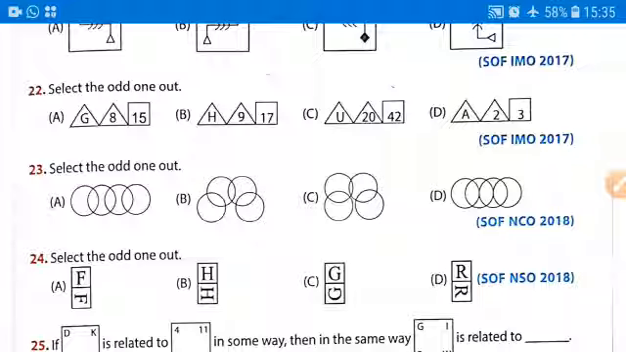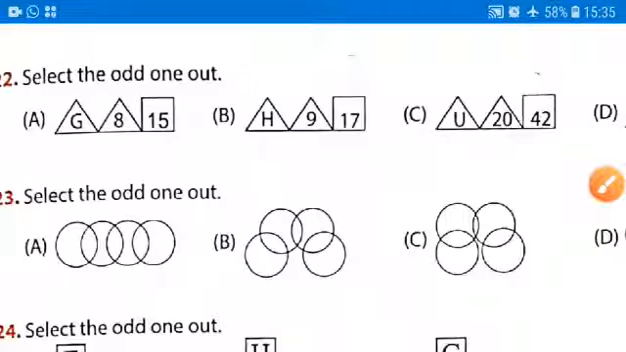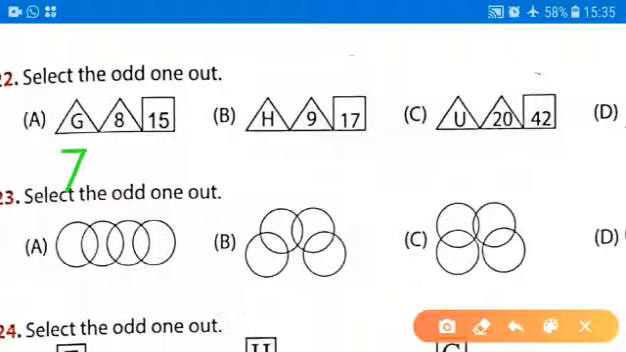Here select the odd one out. We have to again find the odd one out. Now G is which alphabet in the alphabetical series? A is the first alphabet, B is the second alphabet. Similarly, G is the seventh alphabet in the alphabetical series. So we are adding 1 and writing 8 here.